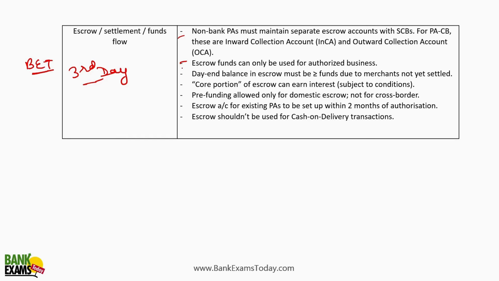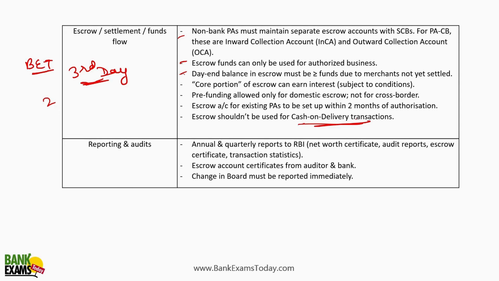So the day-end balance in the escrow must be more than or equal to funds due to merchants but not yet settled. So the payment aggregators, at all times, have some of our money, right? Because they make our payment on the third day, so they keep our 2 days of payment. So let's say today I sold courses worth 10,000 rupees. Tomorrow I sold courses worth again 10,000 rupees. So they keep our 20,000 rupees with themselves, right? The escrow account for an existing payment aggregator is to be set up within 2 months of authorization, and escrow shouldn't be used for cash on delivery transactions. Escrow account shouldn't be used for cash on delivery transactions.